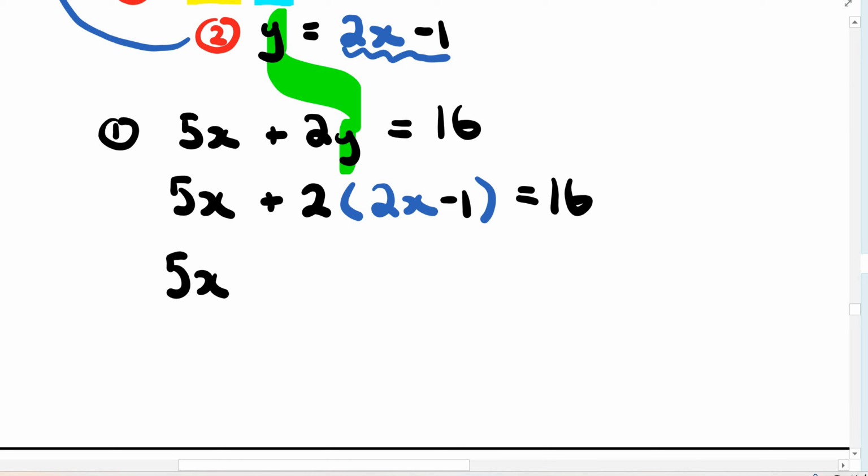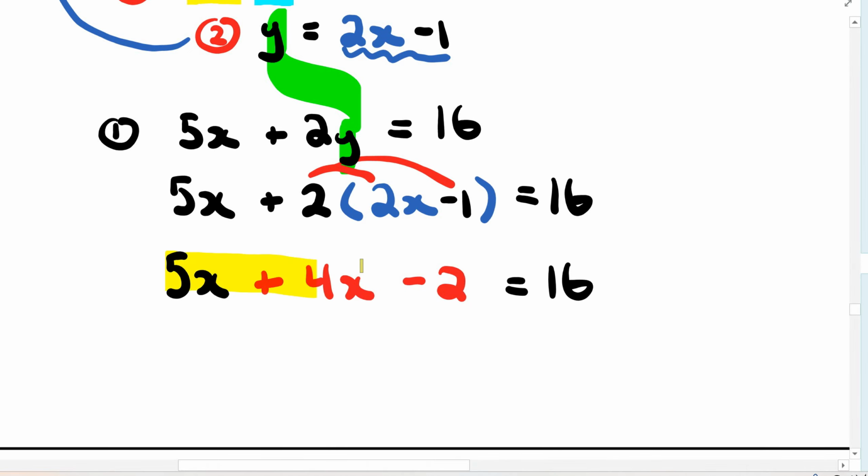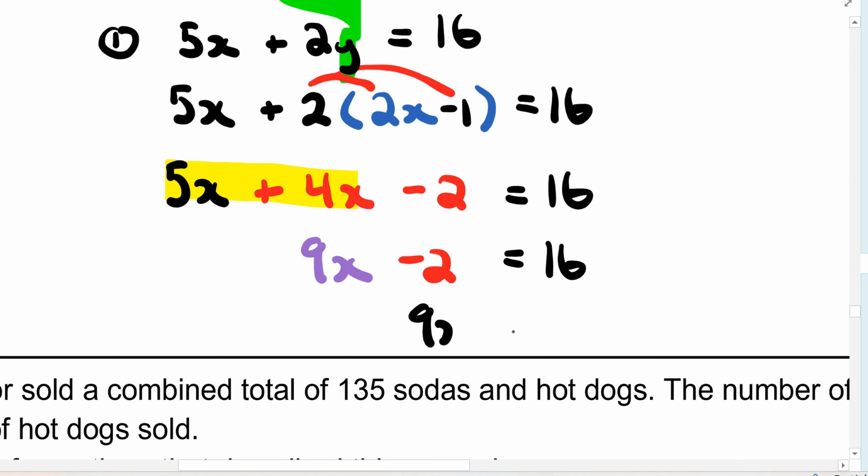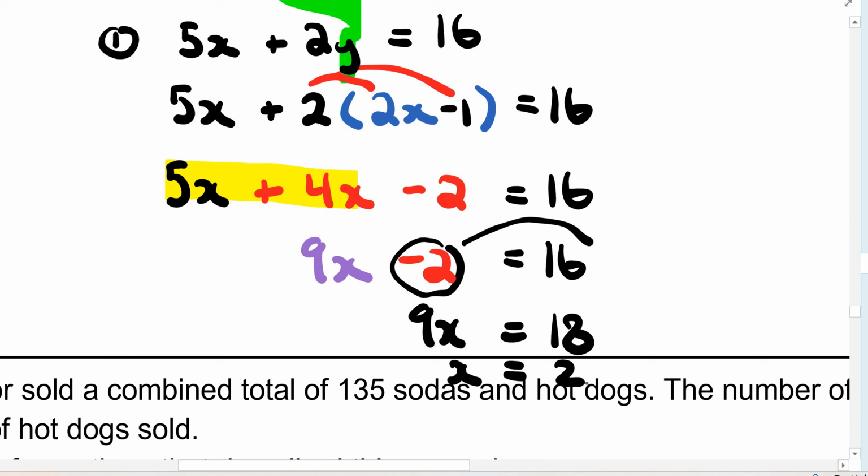So you have a 5x, and then we'll just distribute the brackets here. So positive 4x, and 2 times negative 1 is going to be negative 2, and that's going to equal 16. Okay, and then we've got to collect like terms. 5x plus 4x is going to be 9x, and then we have the minus 2 equals the 16. Okay, so 9x would equal, I take this negative 2, move it over, 16 plus 2 is going to be 18, divide both sides by 9, and x would be equal to 2, right? So 18 divided by 9 is 2, so x equals 2.